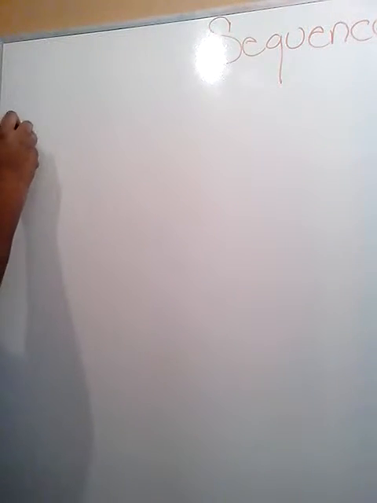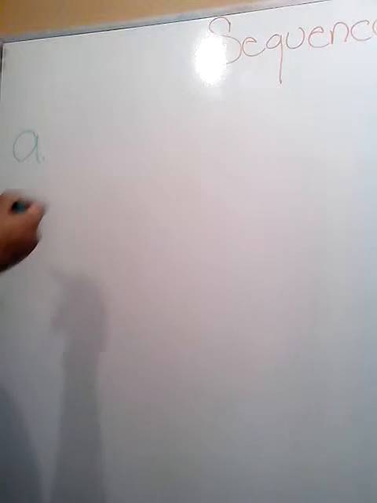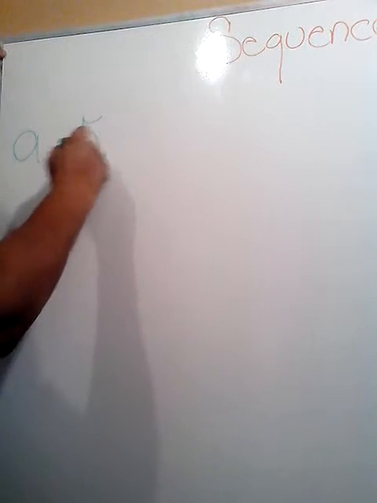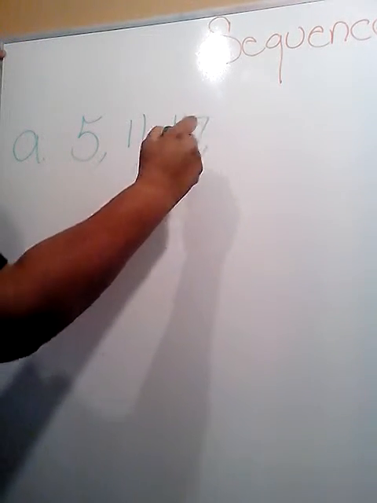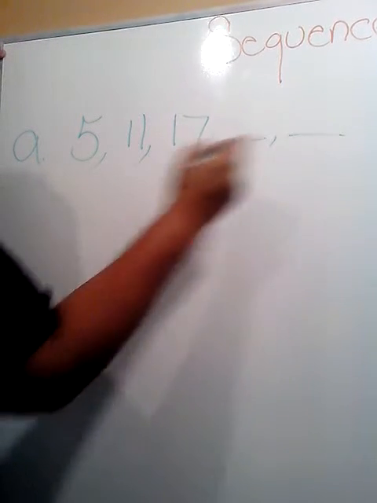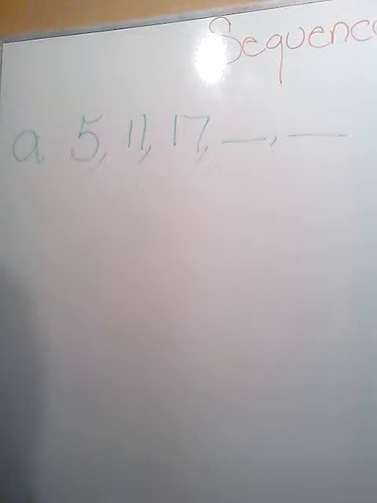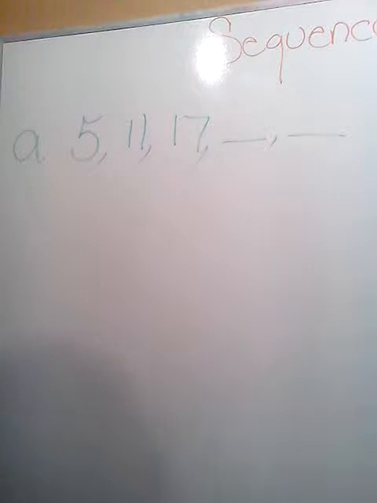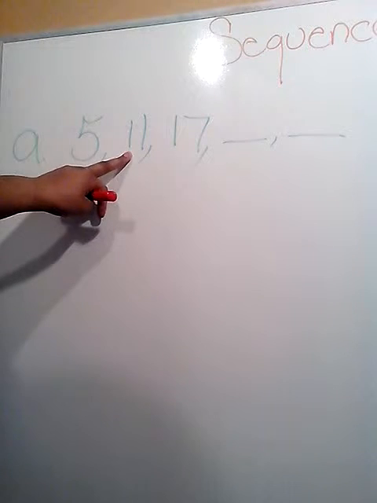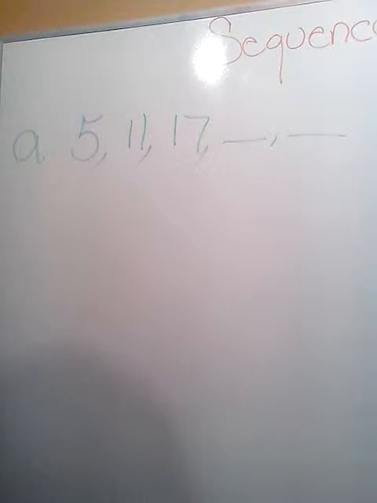Let's say I give you A. In A, the sequence is 5, 11, 17, and then you need to figure out what are the two numbers here. If you look at the rules and steps, the first thing you need to do is figure out the rule. To figure out the rule, you need to ask yourself, what are they doing to this number to get the next number?